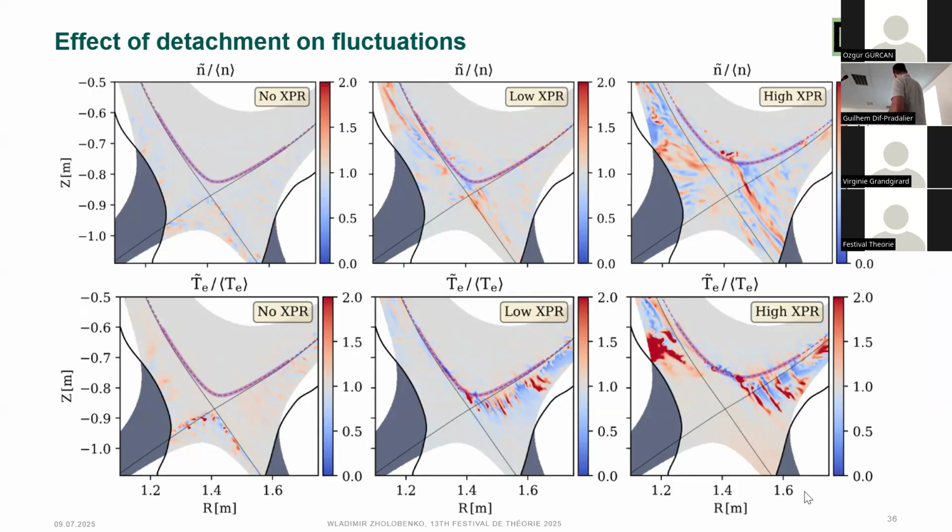Then we can look at the effect of detachment on fluctuations. You see here instantaneous snapshots of density and electron temperature fluctuations.